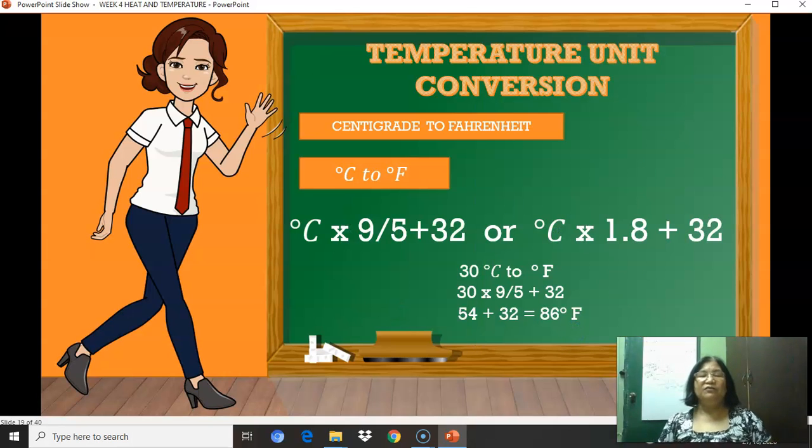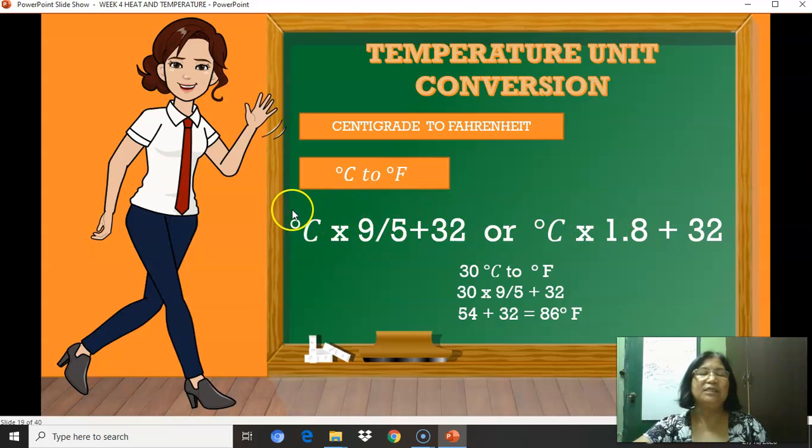Now, let's go to the conversion. In converting units for temperature, we need to check the quantity or the unit. If you are asked to convert centigrade to Fahrenheit, C to F, the formula is C times 9 over 5 plus 32. Or, if you do not want to use the fraction form, you can use the decimal number, which is 1.8. So 9 divided by 5 is 1.8. So you can use either of the two.